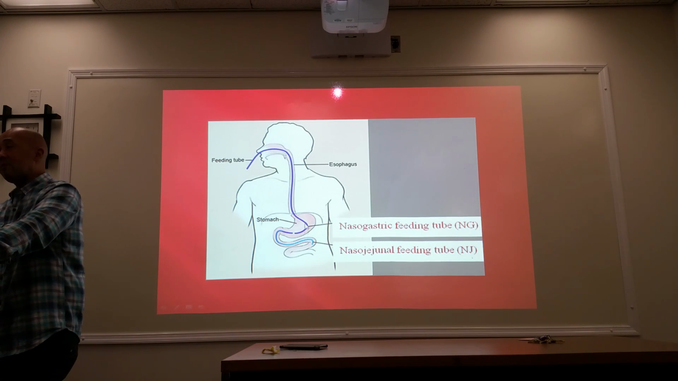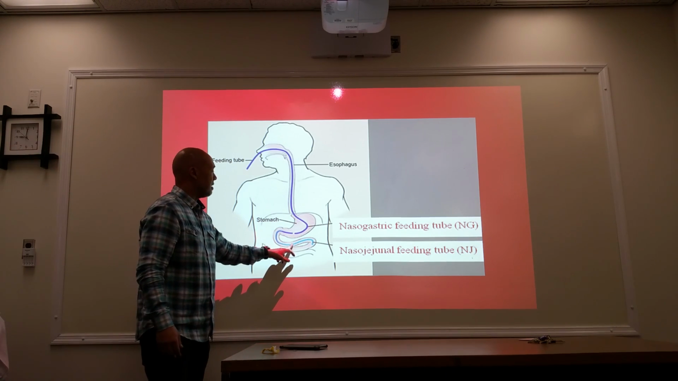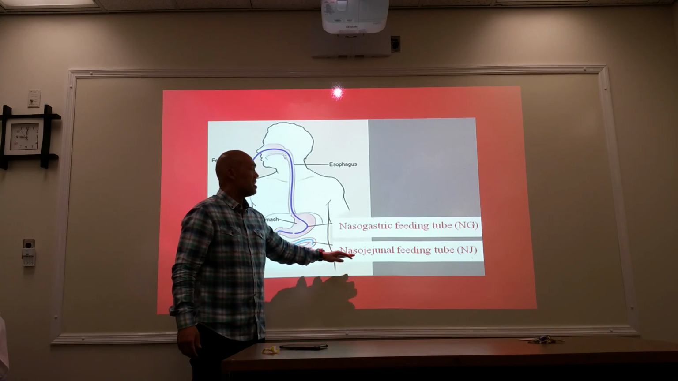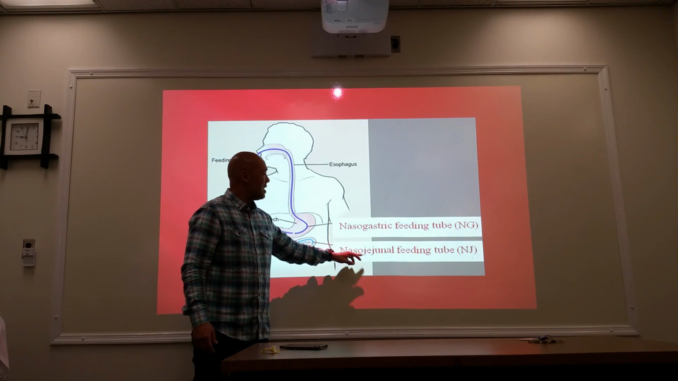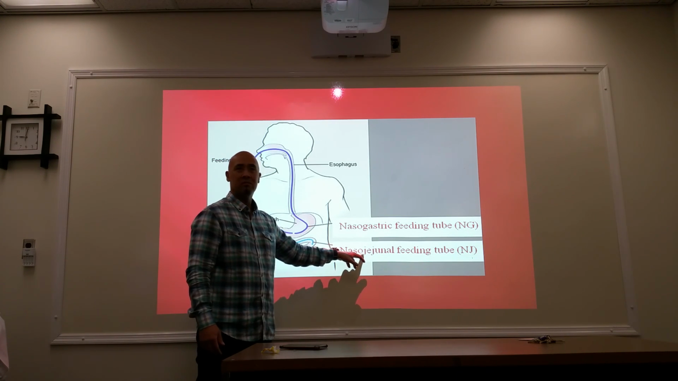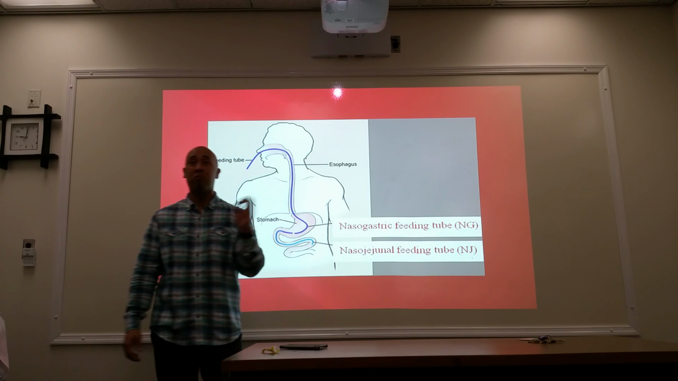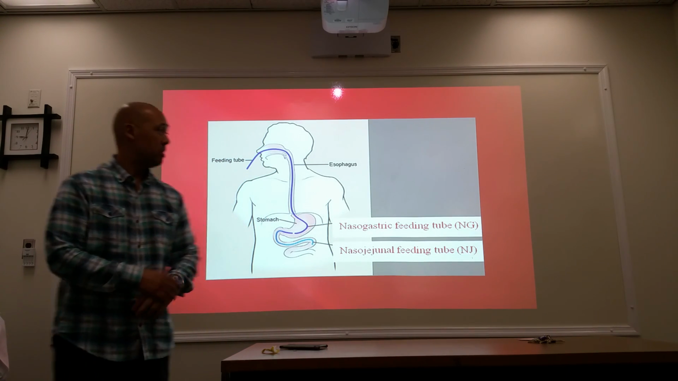And into the stomach. If it stops in the stomach, it's known as an NG tube. If it goes past the stomach and into the intestine, it's known as a nasoenteric. This just has a special name, nasojejunal, which is enteric. This is the second portion. The jejunum is the second portion of the small bowel.